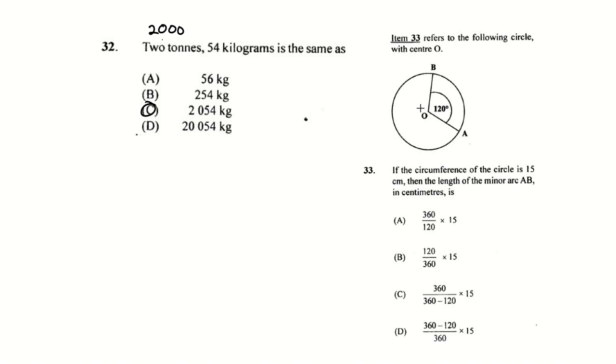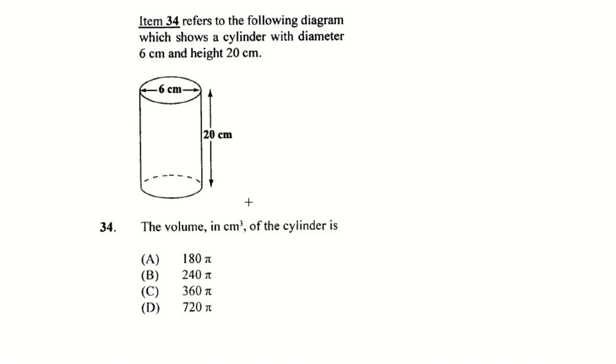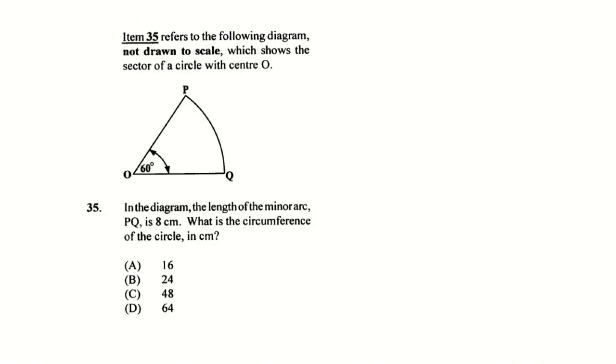Item 33, this is a repeated question. It's 120 over 360 by the circumference, which is 15. They ask for the minor arc, right? If they ask for the major arc, that's something different. So you need to make sure those are the things that you're looking at. This one is a repeated question. The answer is A, 180 pi.